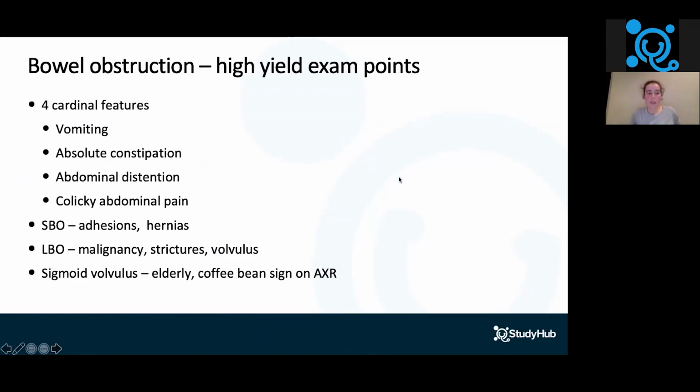Points that often come up in exams: you need to know your 4 cardinal features of bowel obstruction. So vomiting, absolute constipation, abdominal distension, and colicky abdominal pain. For small bowel obstruction, remember it's adhesions and hernias. And for large bowel obstruction, malignancy, strictures, and volvulus. And for sigmoid volvulus, this often happens in the elderly, and you can see this coffee bean sign on X-ray.